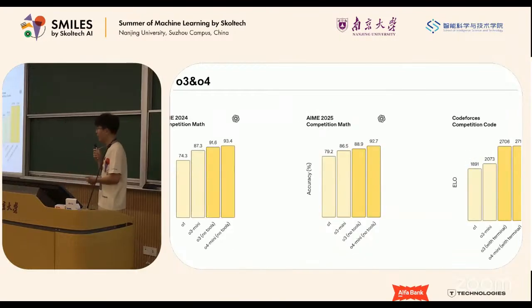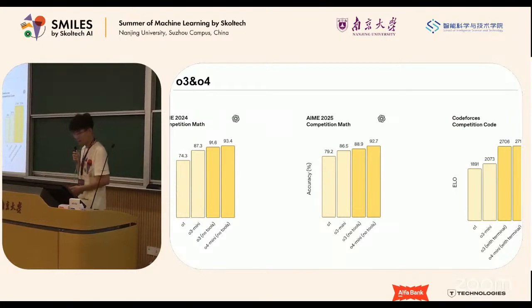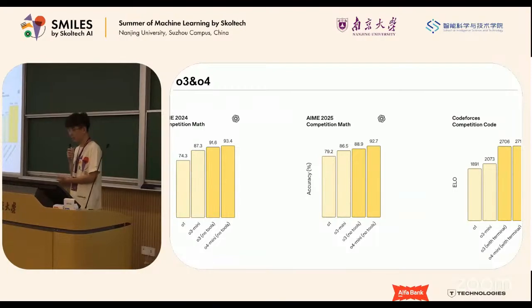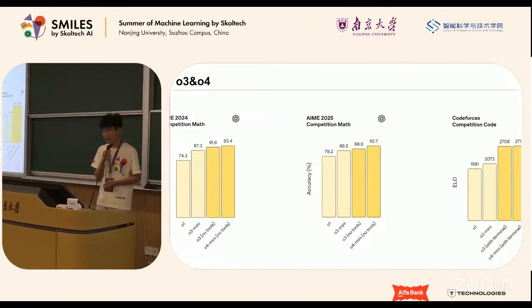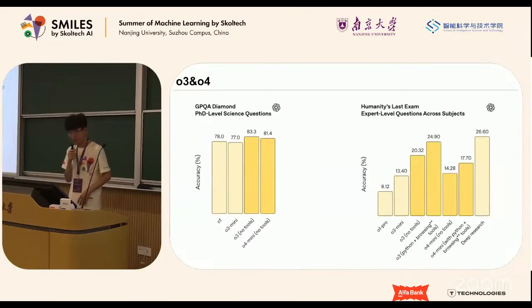Following O1, OpenAI has introduced O3 and O4 mini, as this slide shows. O3 and O4 mini achieved further gains on the AIME 2024 and 2025 math competitions. On Codeforces, the Elo rating increased from O1 to 2,700 for O3 and O4 mini when equipped with terminal access, reflecting significant progress in code generation.